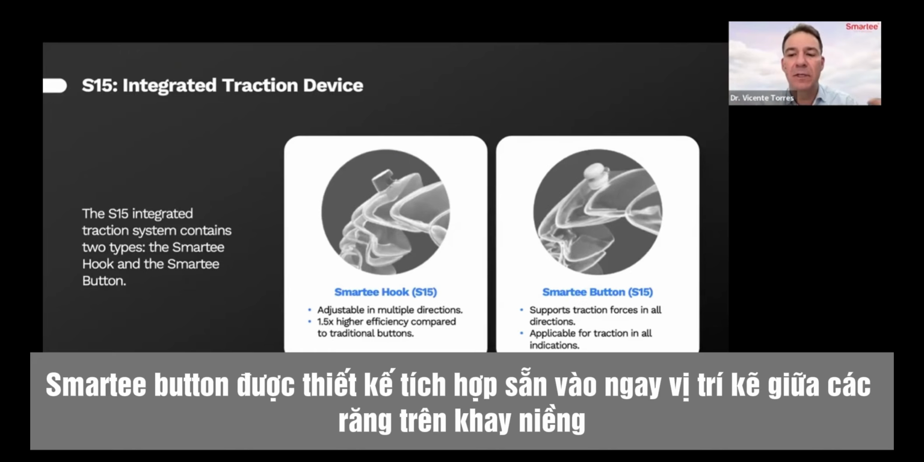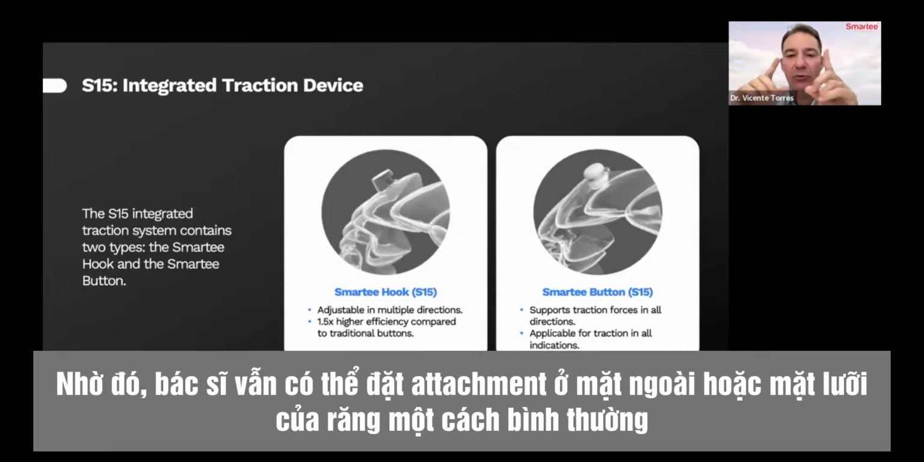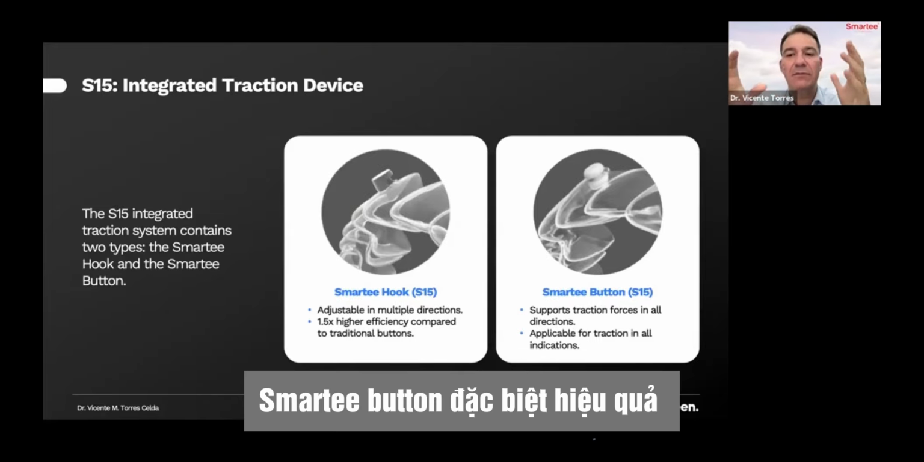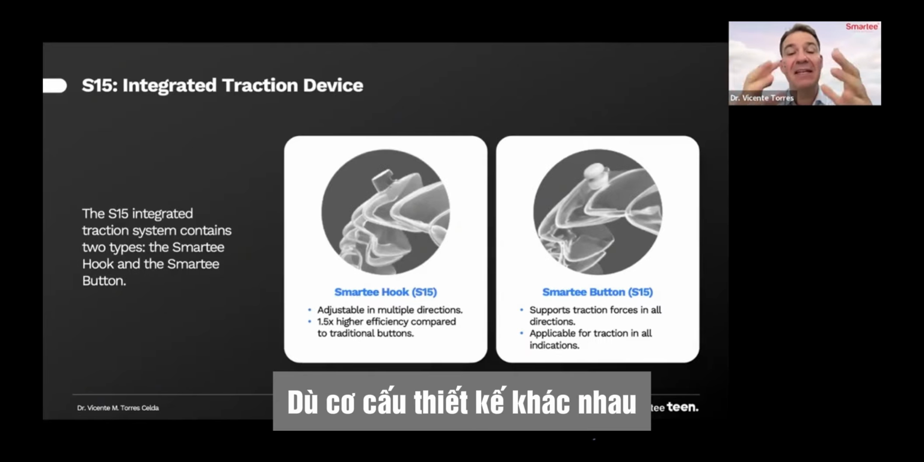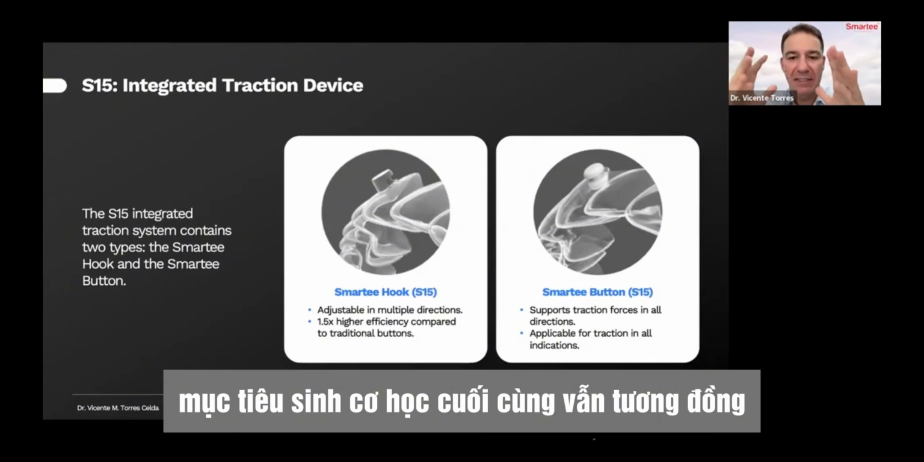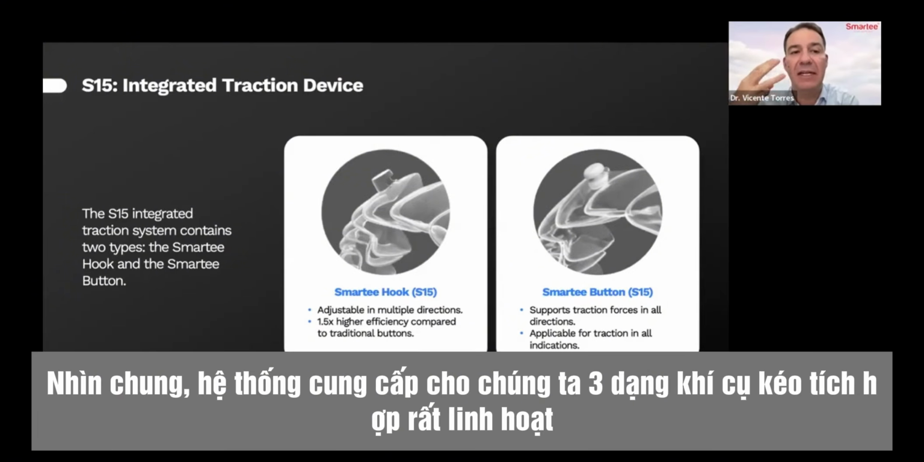And the Smartee button is different because it's not a bonded button like in other brands. It's integrated in the aligner between teeth, normally in the interspace between teeth. So you can use attachments on the buccal or lingual surface, and this is, for example, for class 2 elastics or class 3 elastics. The effect is similar, but they are different kinds of devices. So at the end, we have 3 different kinds of integrated traction devices.